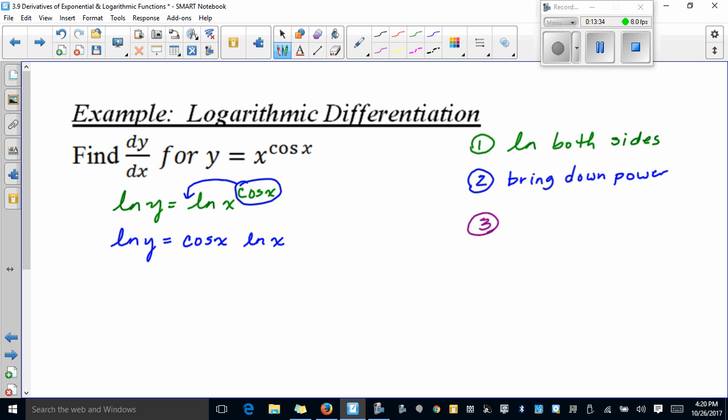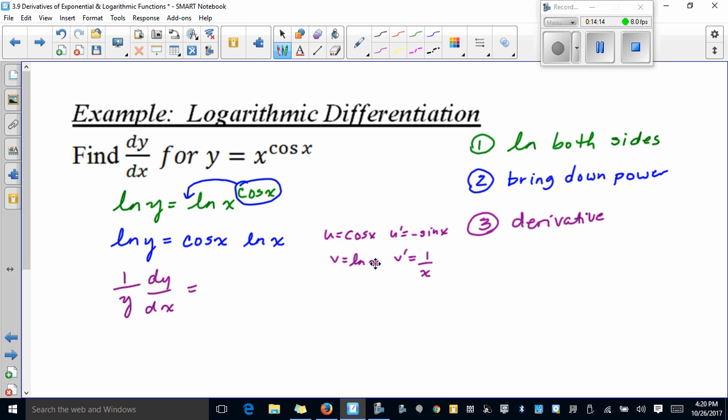So on here, natural log of y would become 1 over y dy dx equals, and we have a nice little product going on over here. So our product rule, we're going to have u equal cosine, so u prime is negative sine, and v is equal to the natural log of x, and v prime is 1 over x. Because remember, the derivative of natural log of x is u prime over u. Derivative of x is 1, and then u is x.